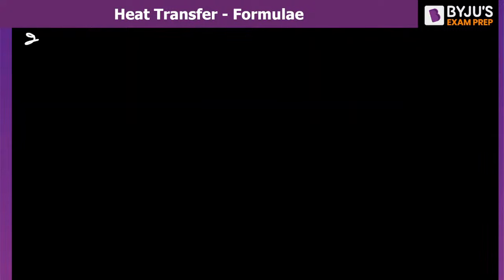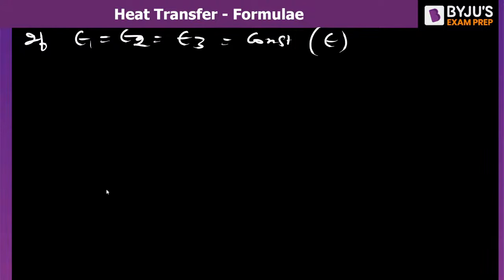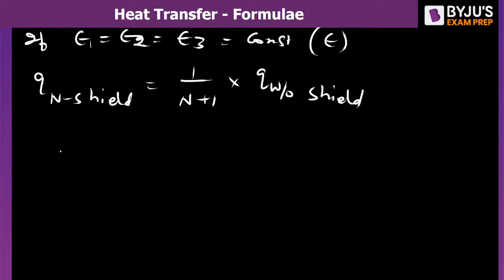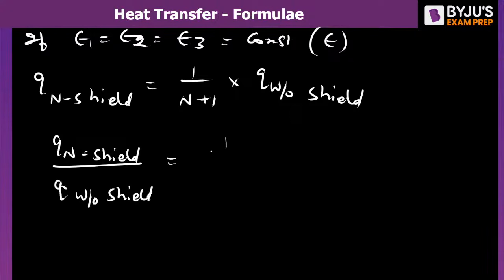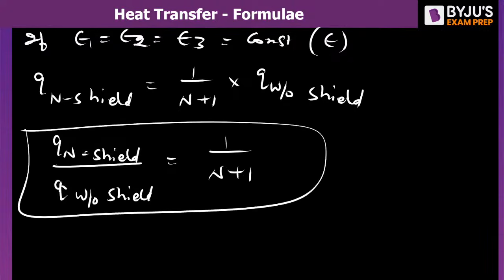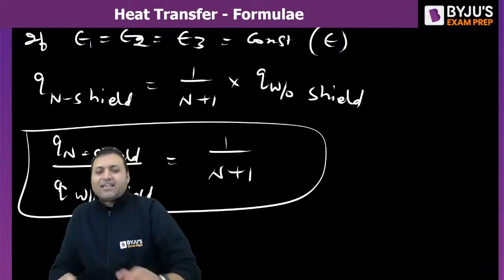And for epsilon 1 equal to epsilon 2 equal to epsilon 3, constant. If all the surfaces have the same emissivity epsilon, then we can say Q for n shields is equal to 1 upon n plus 1 into Q without shield. Or we can say Q n shield divided by Q without shield is equal to 1 upon n plus 1. This is the relation. So that completes our formula list.